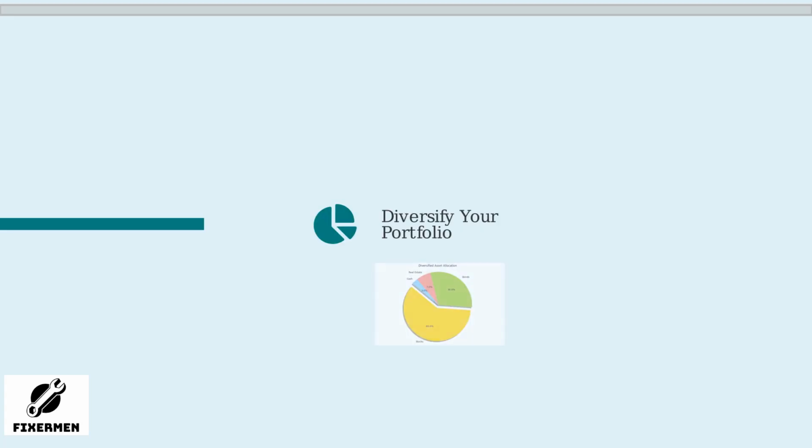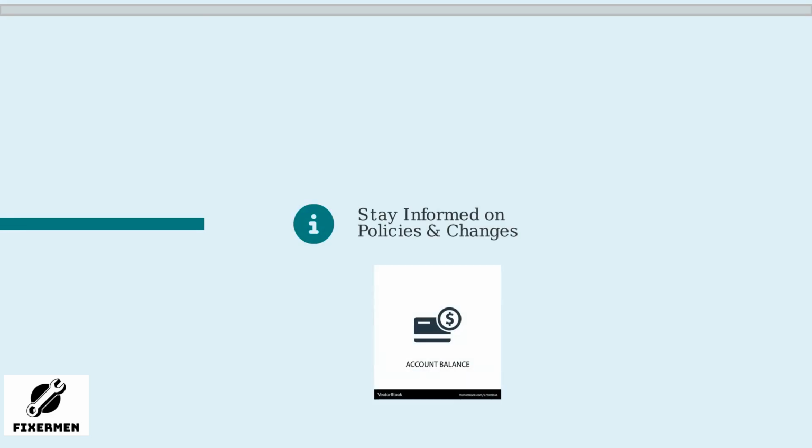Diversify your portfolio to reduce risk. Spread investments across assets to avoid large losses from single positions. Avoid unusually large or frequent trades that could raise regulatory red flags and lead to account holds. Stay informed about Robinhood's policies and regulatory changes that may affect your account to avoid unexpected restrictions.